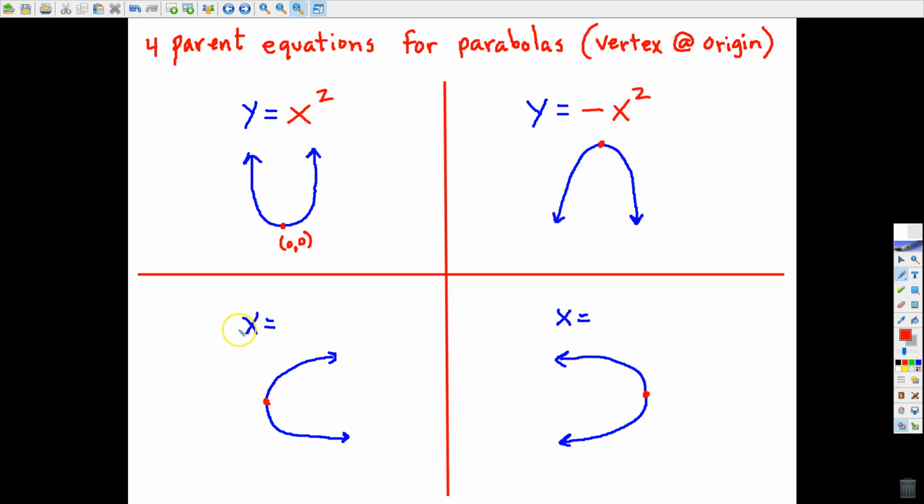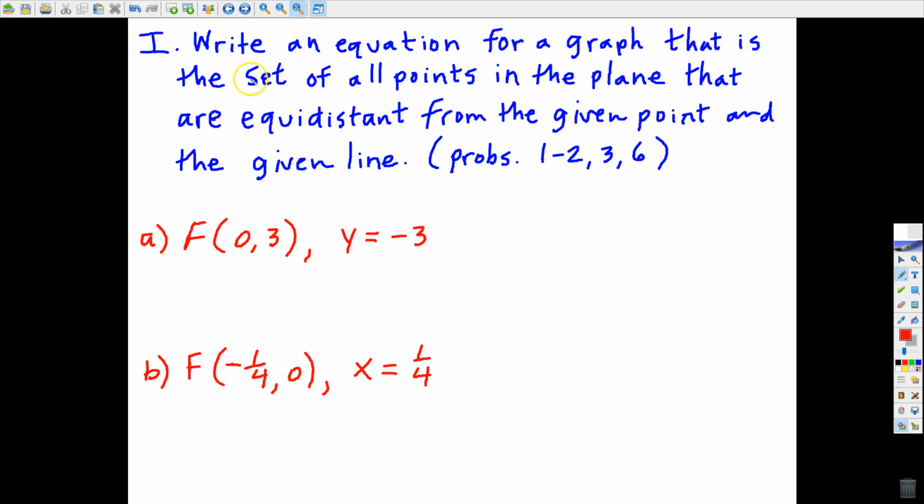When the quadratic equation is solved for x, then the parabola has to open either right or left. So here, the equation to represent this graph for the parabola opening right would be x equals y squared, and when it opens to the left, it just makes it negative y squared. Okay, those are parents. Parents mean that the vertex in every case is at the origin. All right, so with that said, let's get into some specific examples of homework problems.